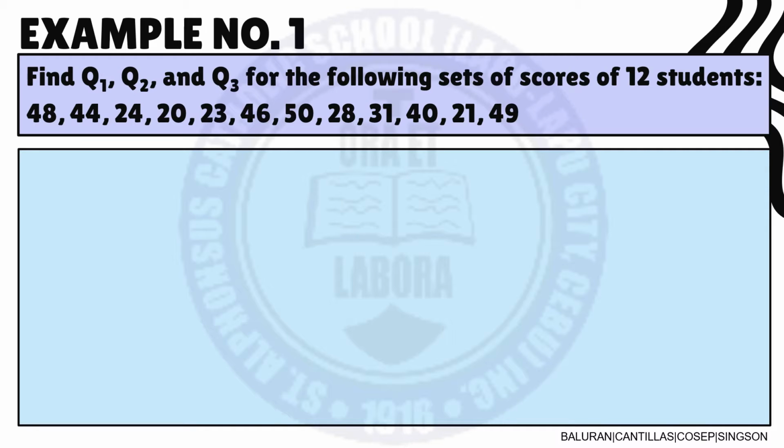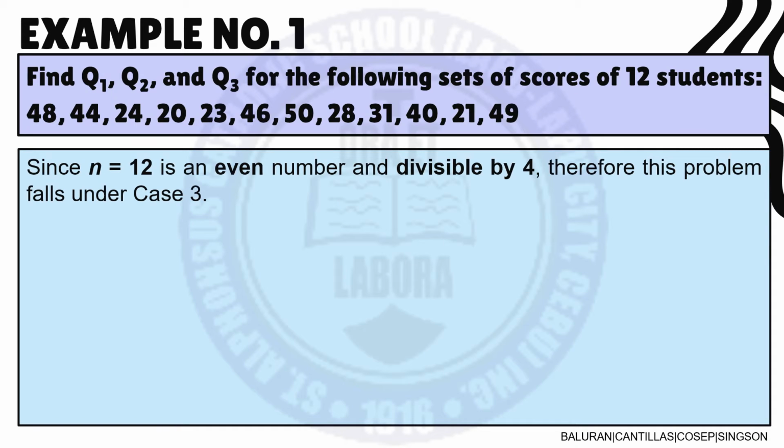Example number 1. Find Q1, Q2, and Q3 for the following sets of scores of 12 students. Given the following scores: 48, 44, 24, 20, 23, 46, 50, 28, 31, 40, 21, and 49. First, we have to identify the n of this given problem. So n here is equal to 12 since we have 12 students in the given data. And since 12 is an even number and it is divisible by 4, this problem falls under case 3.